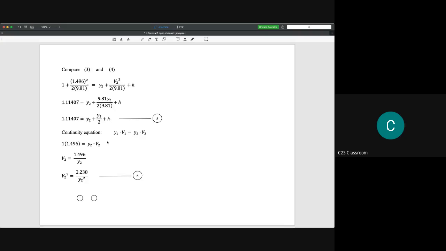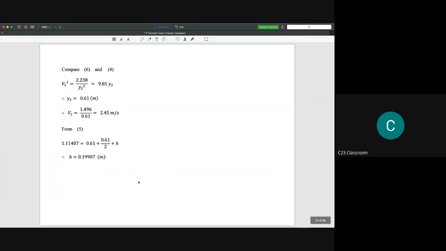Next, we use another equation which comes from the continuity equation. We just use y1 v1, so we could eliminate the effect of width because it is constant, so we could eliminate it from the left hand side and right hand side. We substitute the values, and we get equation number 6 here. I think you already know what to do. We could solve these equations simultaneously. So finally, we get the value of y equal to 0.61 and V2 here is equal to 2.456 meters per second.